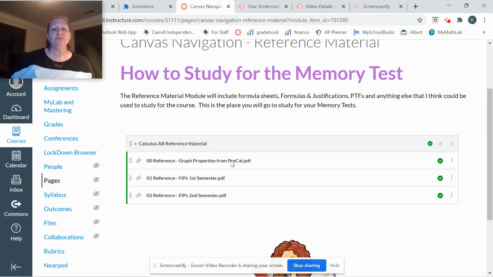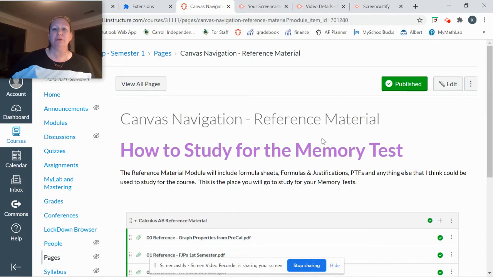The graph properties from pre-cal, these are going to be things that you needed to have memorized from pre-cal. And then it's got FJPs, which stands for Formulas, Justifications, and Procedures. And this is for first and second semester. So you've got those that you can print out, their files. You can print them out and keep them if you want to. You don't have to. You can just use them as a reference from here. But that's going to be studying for your memory test.